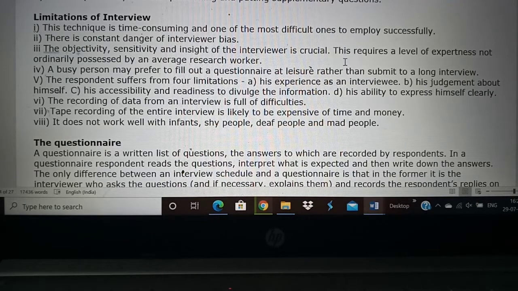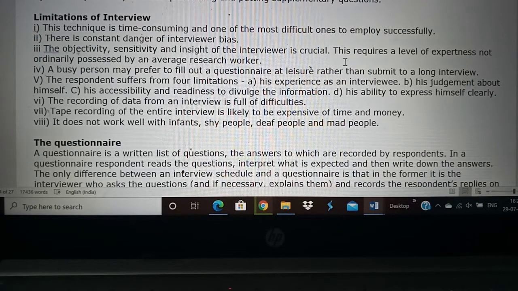And there are other limitations. If you are asking questions to somebody, they may not give the right answer, they may not feel like giving the right answer, they may hide things, or they may judge you in a different way and think that you are delving too much into their personal space, and they may not give the right answers. Whereas if it's a written document, they will write what they feel. So these are some of the limitations as far as the interviewee is concerned.